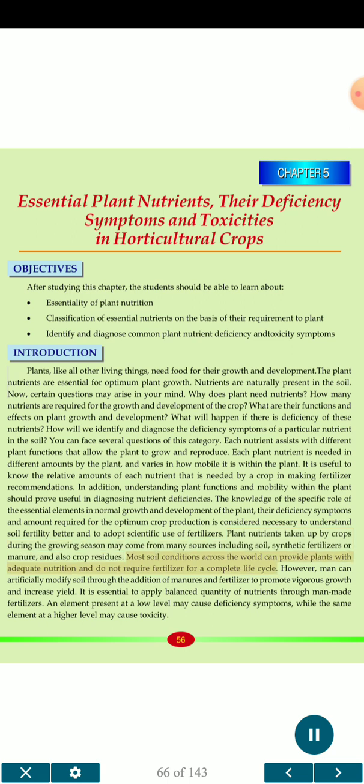Most soil conditions across the world can provide plants with adequate nutrition and do not require fertilizer for a complete life cycle. However, man can artificially modify soil through the addition of manures and fertilizer to promote vigorous growth and increase yield. It is essential to apply balanced quantity of nutrients through man-made fertilizer. An element present at a low level may cause deficiency symptoms, while the same element at a higher level may cause toxicity.